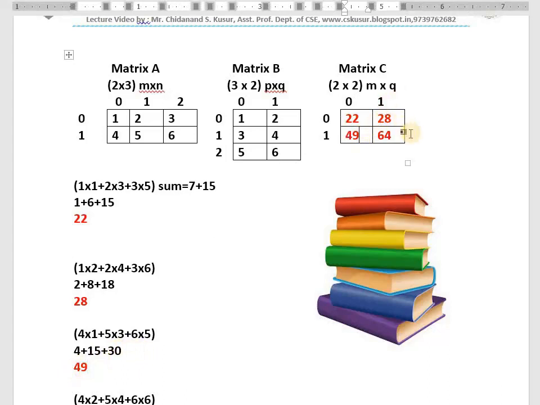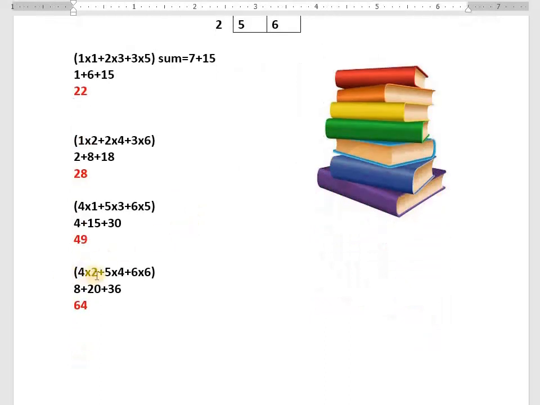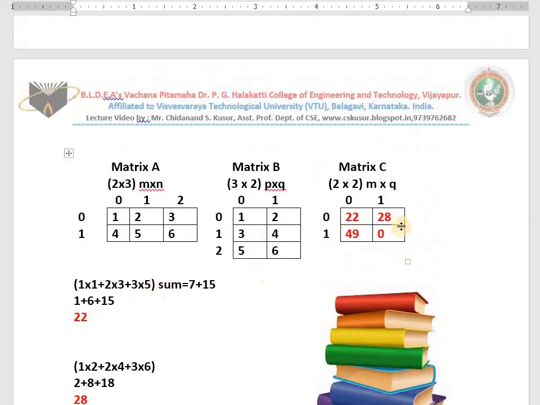Similarly, C of 1 1 is 0. Again we multiply the corresponding elements 3 times and make the sum. 4 2 is 8. Sum equals sum plus 8, 8. 5 4 is 20. 8 plus 20, 28. 28 plus 36, 64. Like this we calculated the resultant matrix.